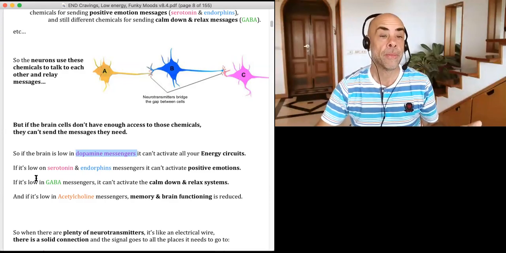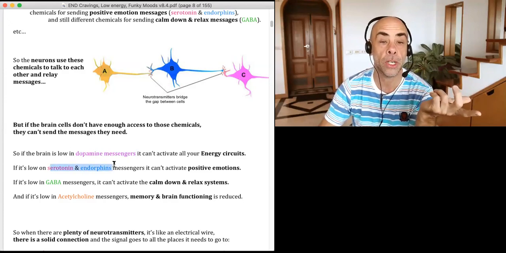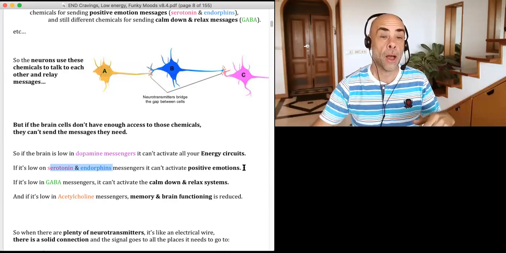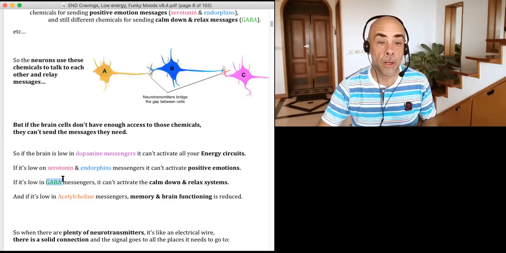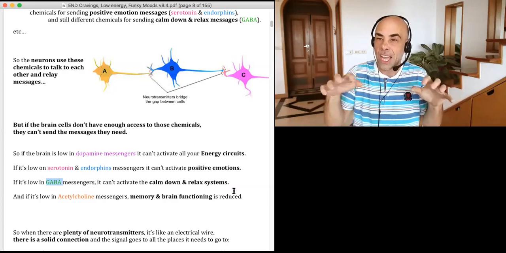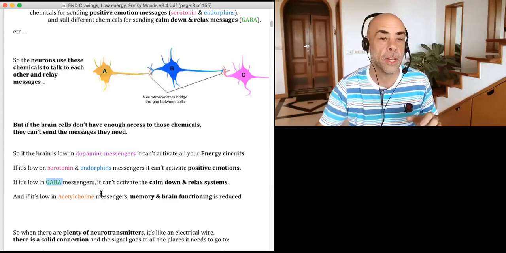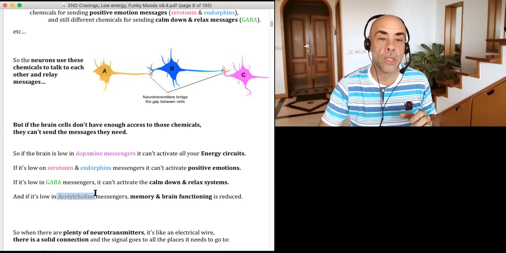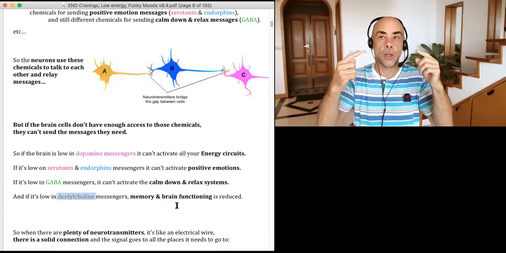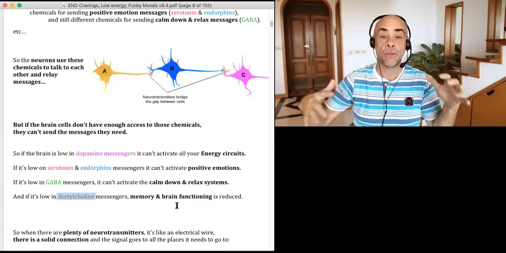that let all of those circuits activate and turn on. And it's the same thing with serotonin and endorphins that allow you to feel positive and upbeat. The same thing with GABA that allows you to calm down and relax and not be intense or overwhelmed by things. And it's the same thing with acetylcholine. It helps your brain and your memory to store and process information.